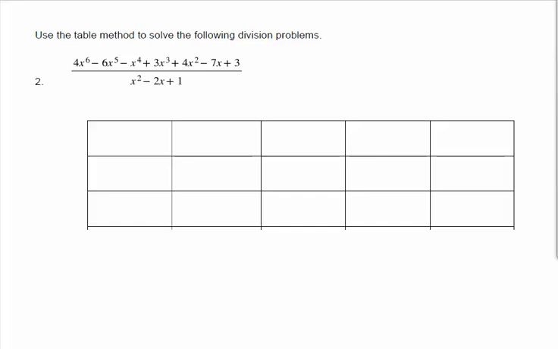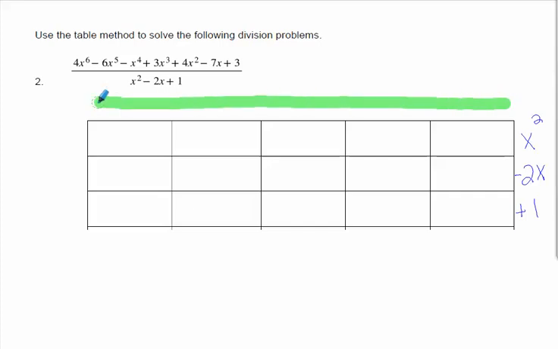I am going to put the bottom, my divisor, over here. X squared minus 2x plus 1. Write it small so you can see it somewhere, but that's where it's going to end up. Now, I am looking for my answer, my top. I'm going to highlight this and I'm going to unhighlight it in a second. This is what I'm looking for.